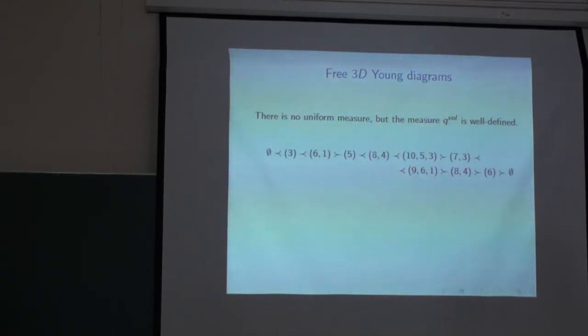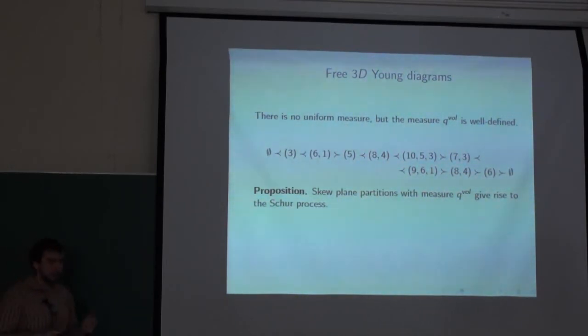Now, as I told you already, there is no uniform measure because there are infinitely many such objects. But you can still introduce a measure q to the volume. It turns out that if you sum q to the volume over all skew 3D Young diagrams, then it will be convergent. This gives you a way to introduce a probability measure on all these objects. And the proposition that Alexei hinted, the proof that q-plane partitions with measure q to the volume give rise to the Schur process. And this has two very important corollaries.